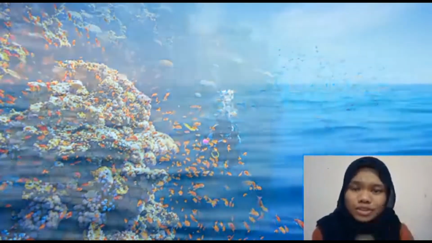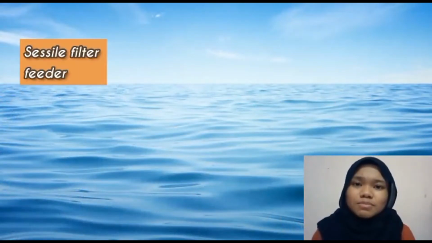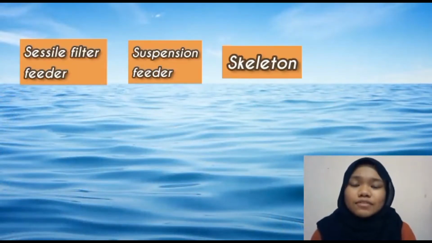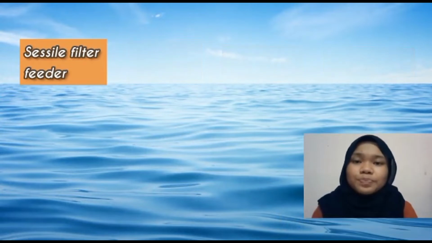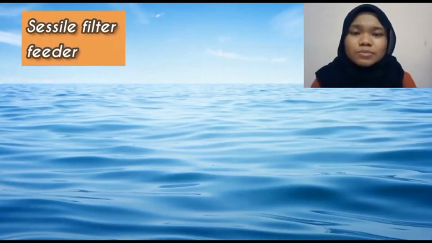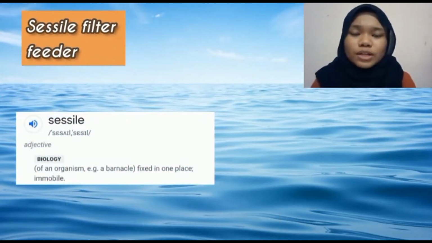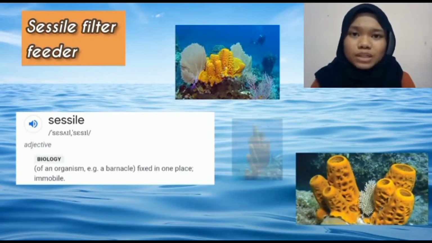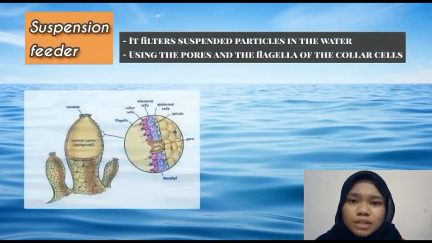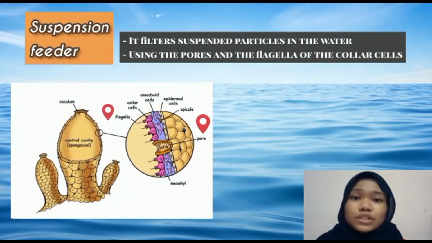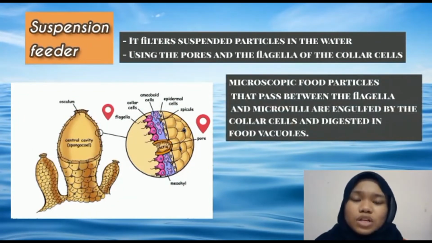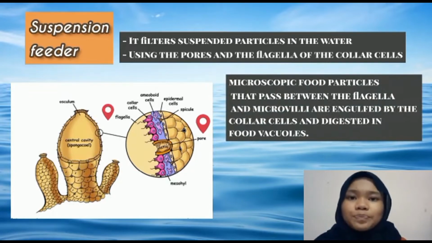Next is the characteristics of sponges. We have 4, which is sessile filter feeder, suspension feeder, have a skeleton and can reproduce. It is called a sessile filter feeder because sponges cannot move from one place to another, meaning it is immobile. It is also called a suspension feeder because it filters suspended particles in the water by the flagella and the pores. The microscopic food particles are then digested in the food vacuoles.